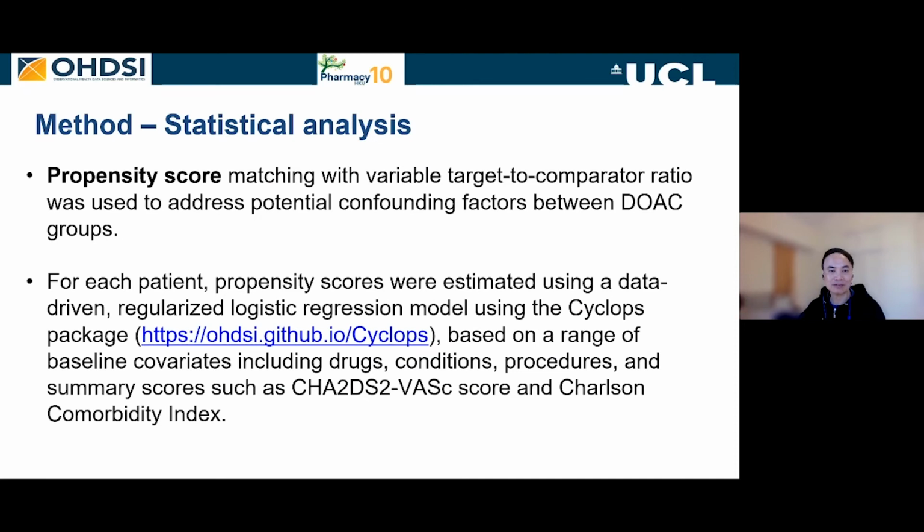We use propensity score matching with a variable target-to-comparator ratio to address the potential confounding factors between the DOAC groups. For each patient, propensity scores were estimated using a data-driven regularized logistic regression model using the Cyclops package. Again, you can go to the GitHub to have a look. It is based on a range of baseline covariates, including drugs, conditions, procedures, and summary scores. You can find all the details there.